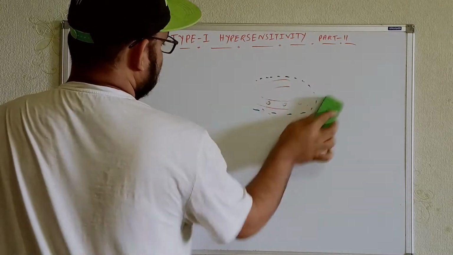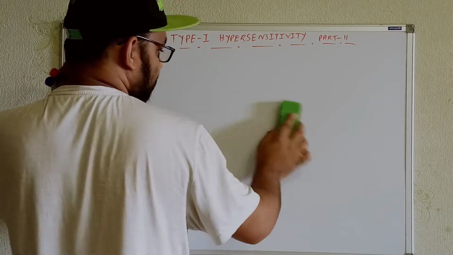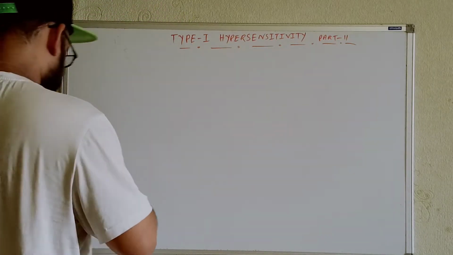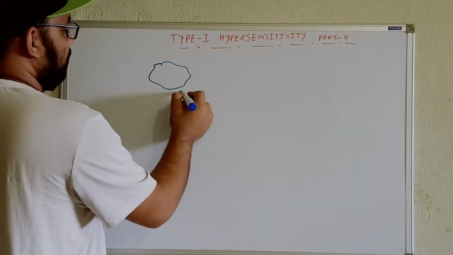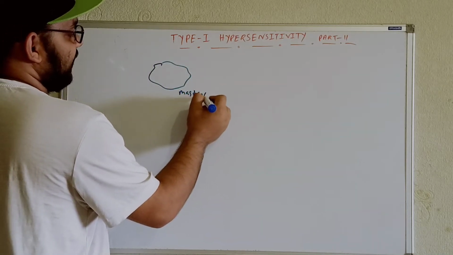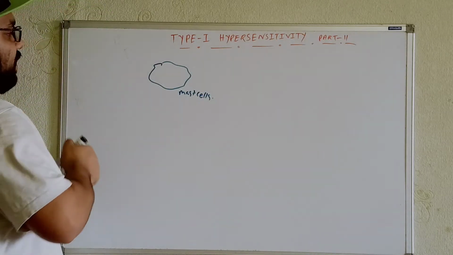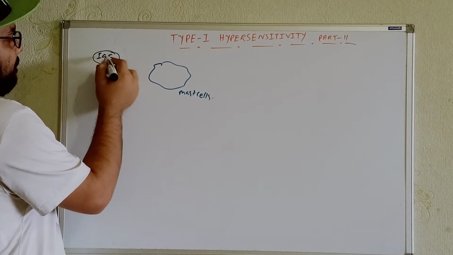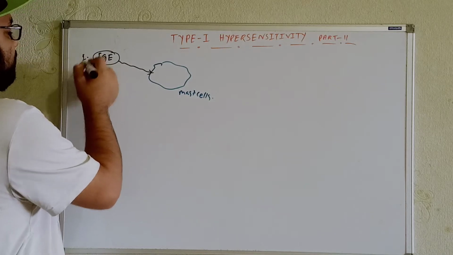And what are the factors that can activate the mast cell? Now we have to know what are the factors or components that can activate the mast cell. So first, I have already talked about IgE antibodies, that can activate the mast cell. First thing, remember in this way.